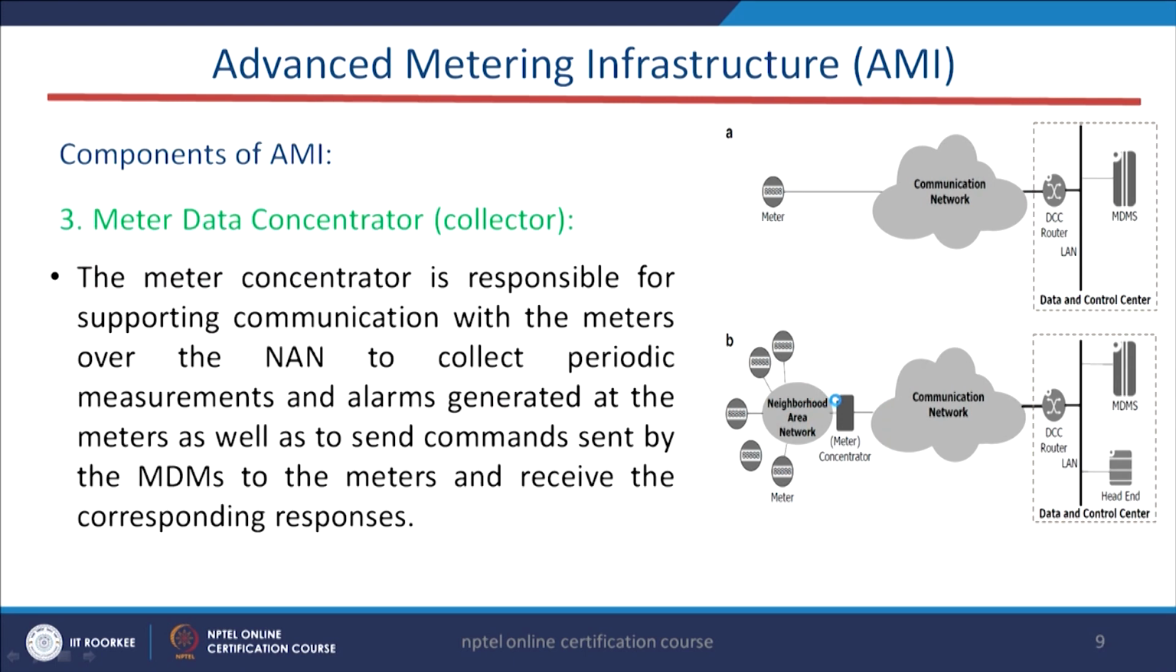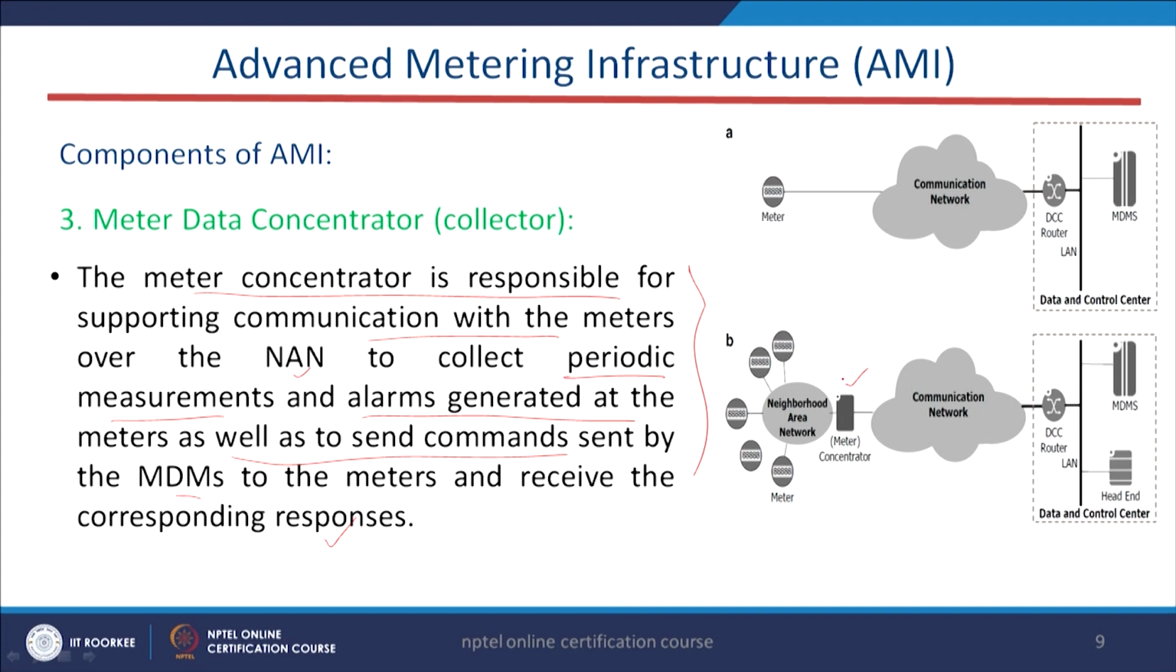That is what I have just described in the previous slide, and this is what is written here. This meter concentrator is responsible for supporting the communication with the meters over the NAN to collect periodic measurements. This is important. It may be within 5 minutes, 15 minutes. So, those periodic measurements and alarms generated at the meters, as well as send the commands or send the DMS to the meters and receive corresponding responses. I want to explain this point further. What is the function of this meter concentrator?